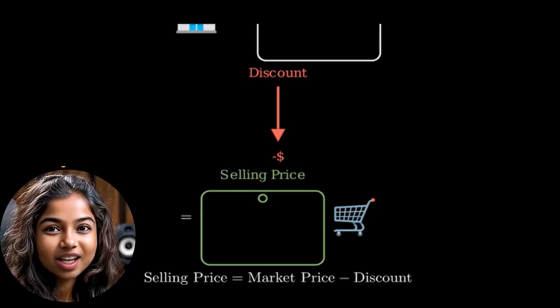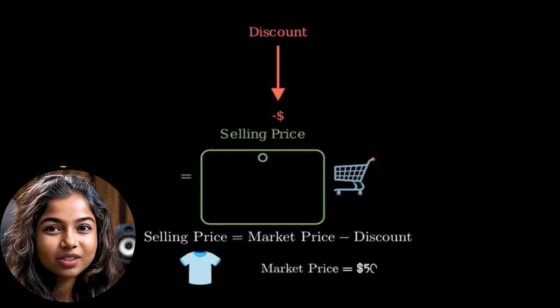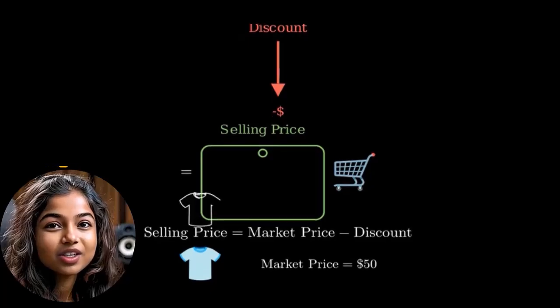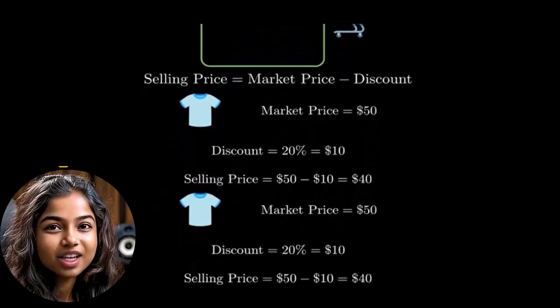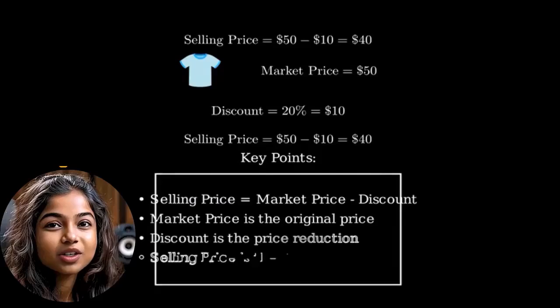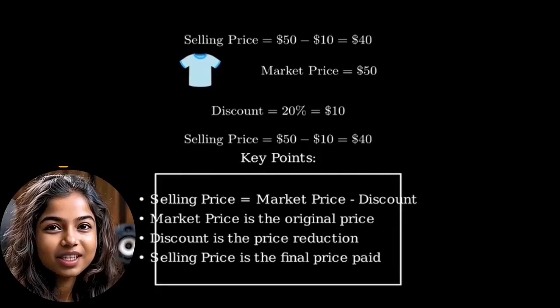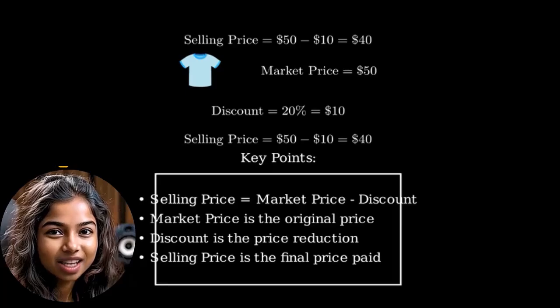Let's look at an example. Suppose a store is selling a shirt with a market price of $50. If they offer a 20% discount, that's $10 off. Therefore, the selling price would be $50 minus $10, which equals $40. To summarize, the selling price is what customers actually pay, and it's always the market price minus any discounts. This simple relationship is fundamental to retail pricing and sales calculations.